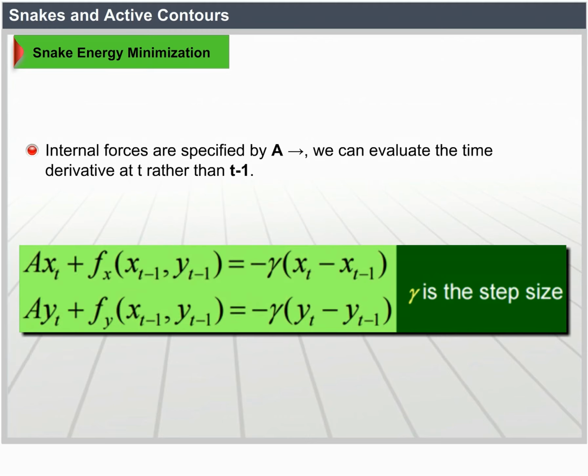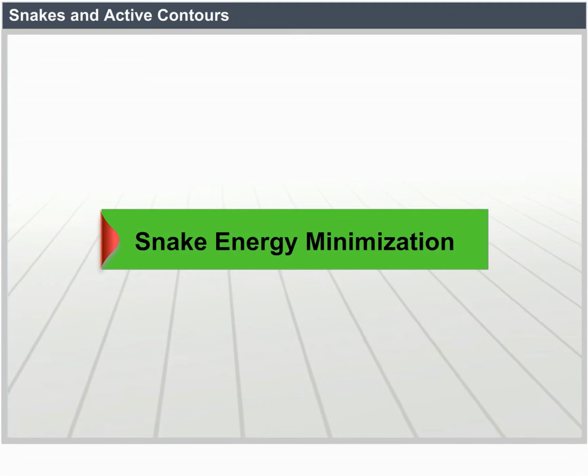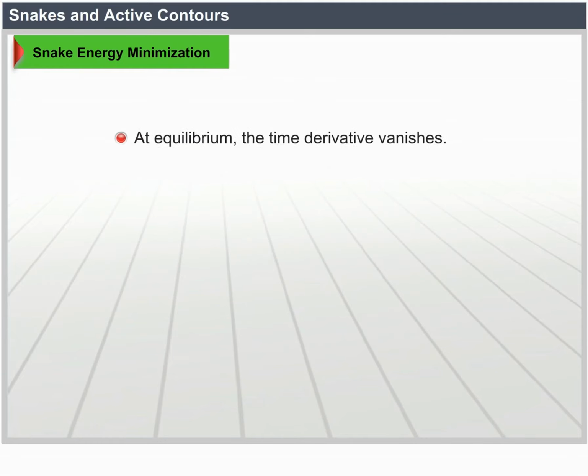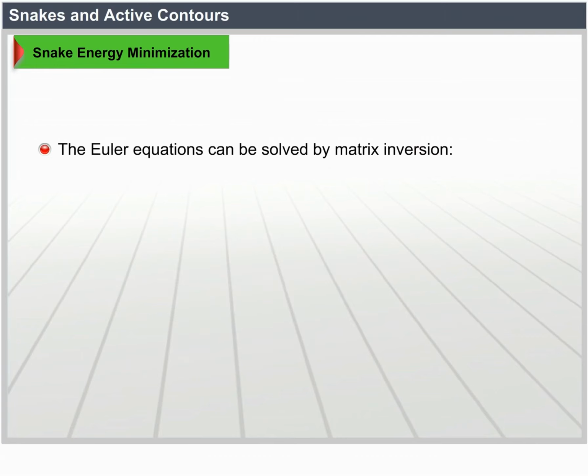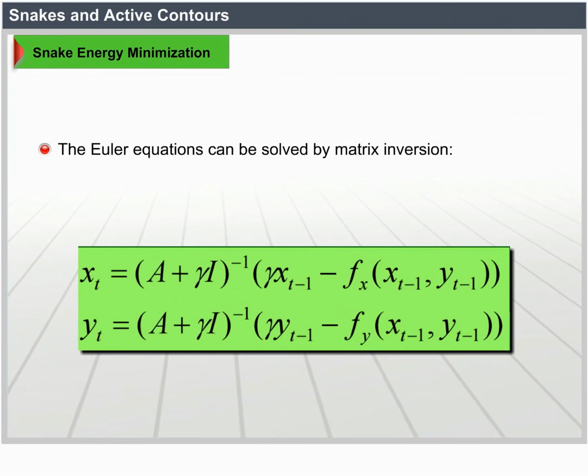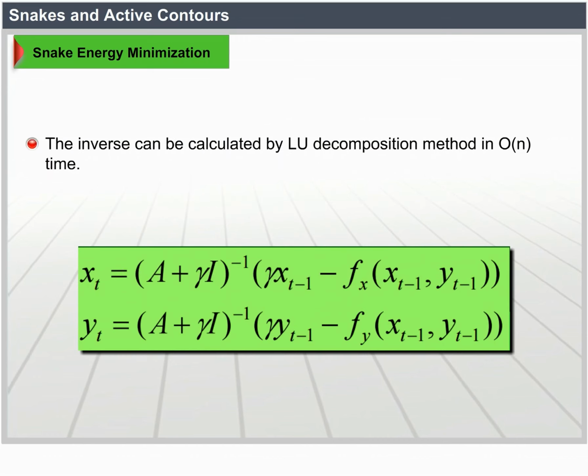Snake energy minimization. At equilibrium, the time derivative vanishes. The Euler equation can be solved by a matrix inversion as shown here. The matrix inversion can be calculated by the LU decomposition method in O of n time.